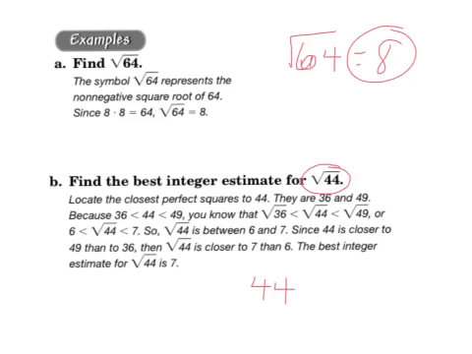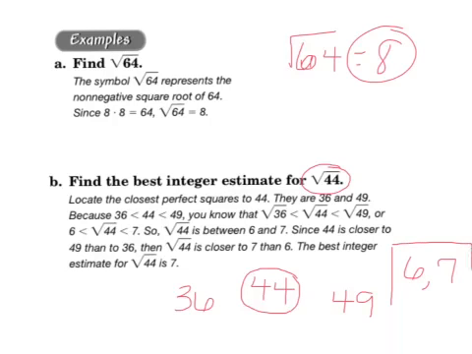Well, I know 6 times 6 is 36, and that's pretty close to 44. So I'm going to write down 36 over here. That's 6 times 6. Well, 7 times 7 is 49. So if you notice, the number I'm looking for, 44, lies in between 36 and 49. So let's think. The square root of 36 is 6, and the square root of 49 is 7. So my answer lies between 6 and 7.